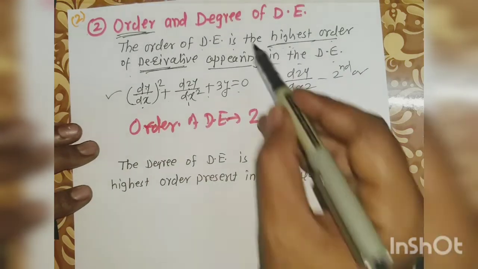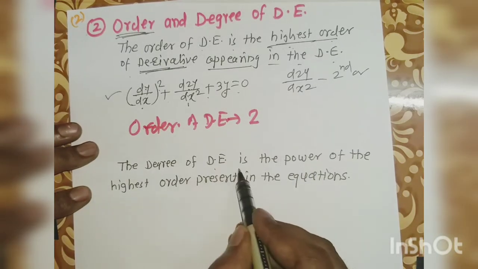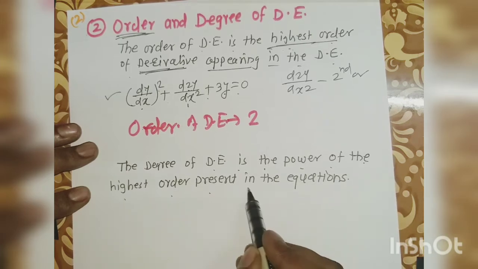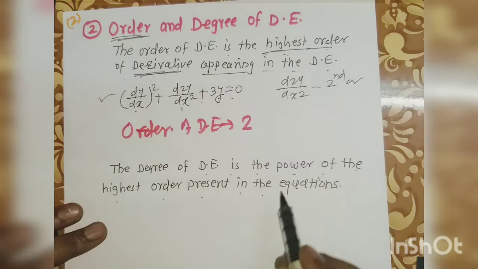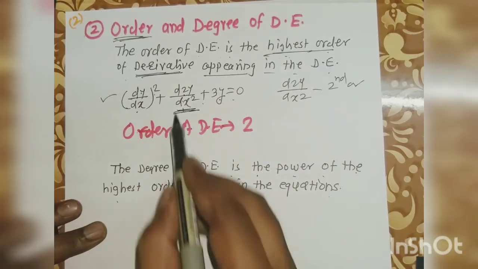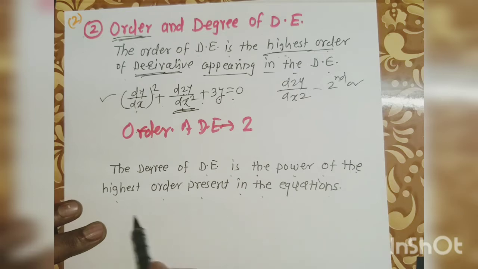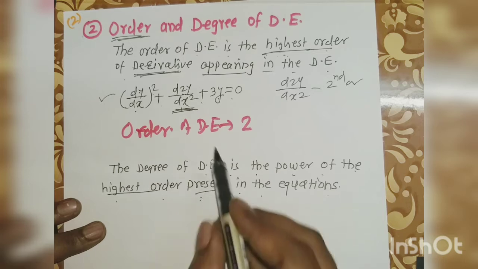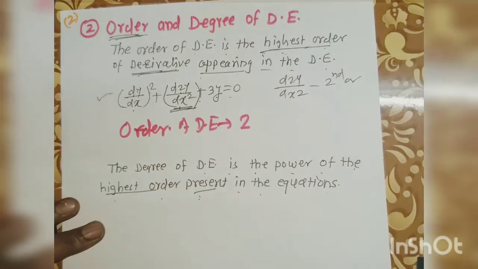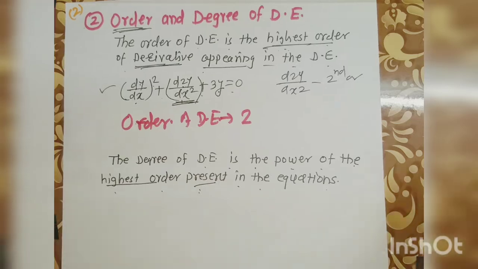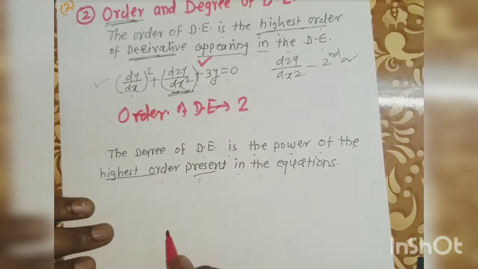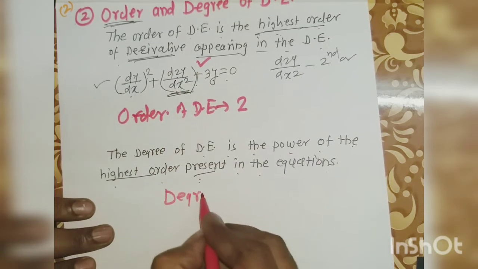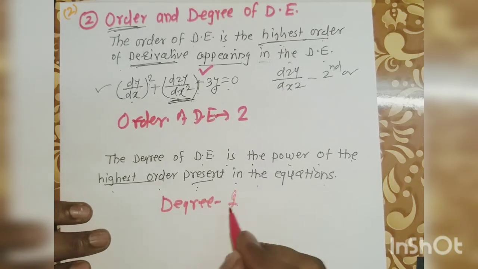And now the next point, degree. The degree of a differential equation is the power of the highest order derivative present in the equation. Here d2y by dx square is the highest order derivative present in this equation, and its power, the index, is not written, therefore 1 is the index. That means the power of this term is called the degree. Then the degree of the differential equation is 1.